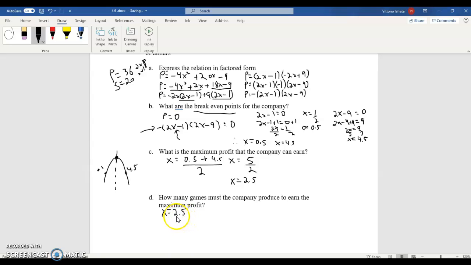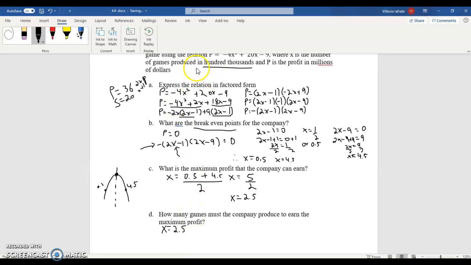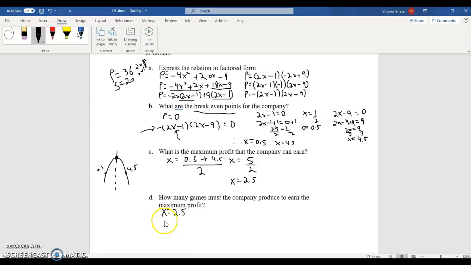Now again, this doesn't mean that we have to sell 2.5 games. Remember, x in the question was in 100,000s. So what that means is that the number of games is going to be equal to the 2.5 times 100,000, because each x value represents 100,000. And so that would be 250,000.